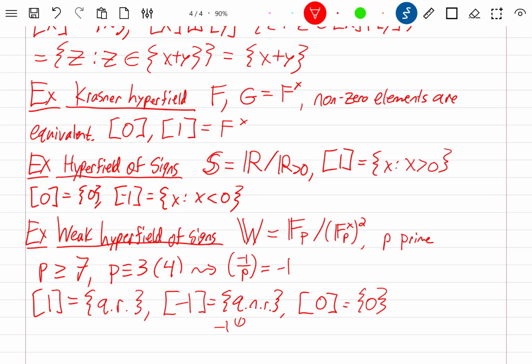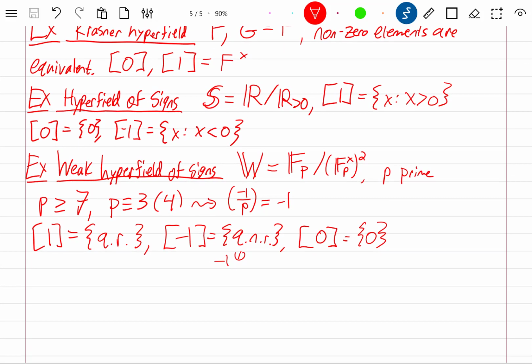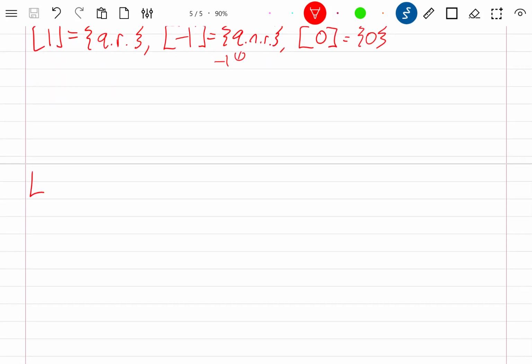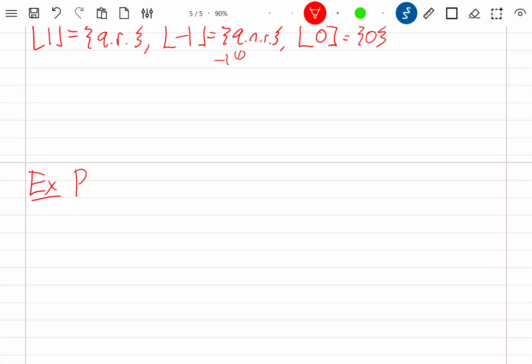So previously, this weak hyperfield of signs will be the key for the second theorem. Let me tell you another hyperfield, which will be the key to the first theorem. And this hyperfield was kind of the inspiration. If we go to the hyperfield of signs, it's like the real numbers modded out by the positive reals. So this example is called the phase hyperfield, and I denote this with P.